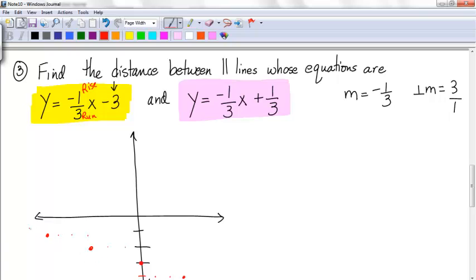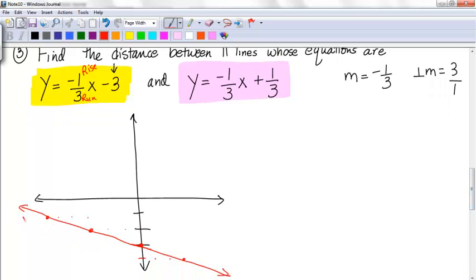So you should get a line similar, or should hit that point. Okay, and I would label that on your picture. This line is y equals negative 1/3 x minus 3. Okay, now graph this one.